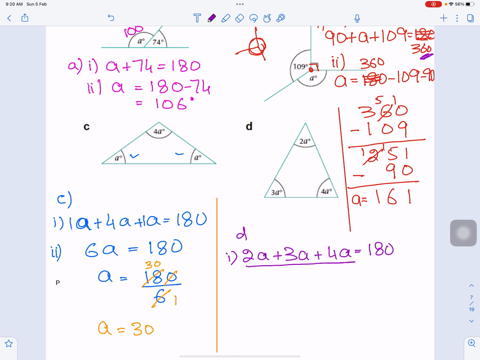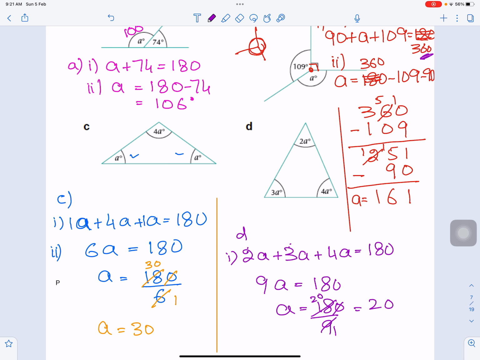So now they are all A, so you will just add up the coefficients. These are called coefficients, which are written with the letter. So 2 plus 3 is 5. 5 plus 4 is 9. So it is 9A equals 180. So now 180 divided by 9 is 20. So A is 20.